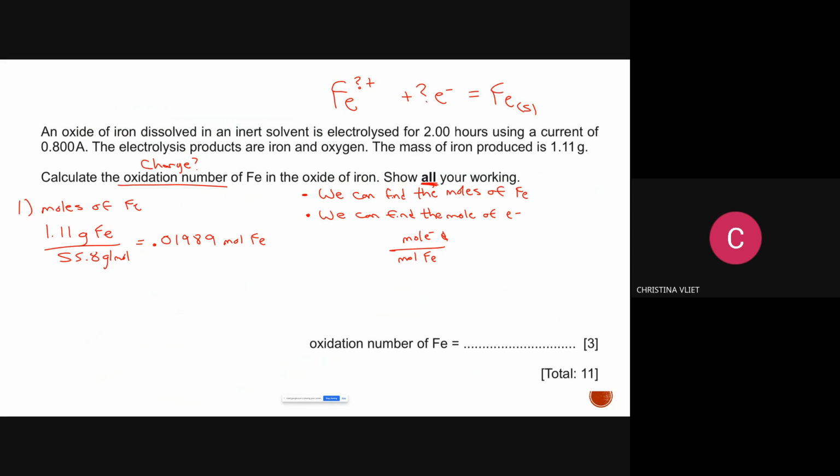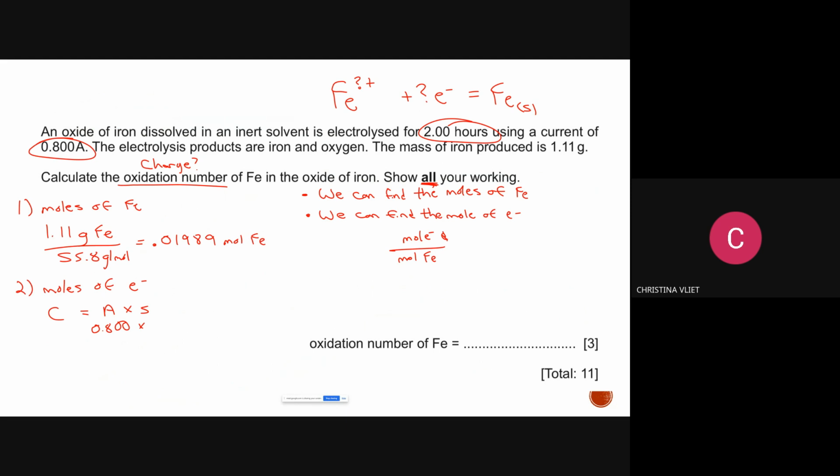So how will I get moles of electrons? The information they gave me was time and amperes. So what does time and amperes give me? Coulombs. So we're going to get coulombs, right? So coulombs equals amperes times seconds. Amperes is 0.8, and the time is 2 hours, not minutes. What does that mean I have to multiply by?